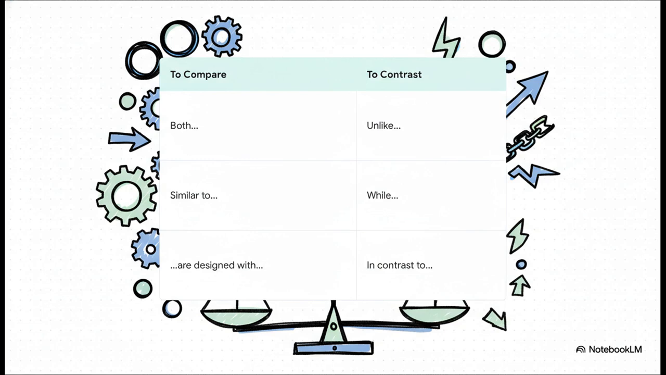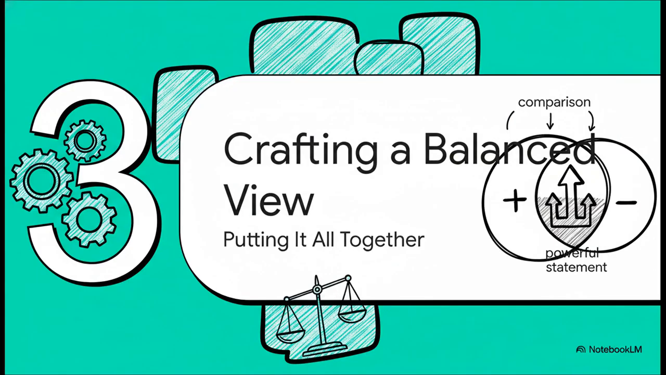Okay, let's just hit pause for a second and recap what we've got. On the left, we've got our phrases for finding similarities, using words like both or similar to. And on the right, our powerful words for highlighting differences, unlike and while. This is pretty much the core of your new communication toolkit. Simple, right? So we've looked at comparing and contrasting separately. Now it's time for the final piece of the puzzle, crafting a balanced view. This is where we bring it all together into a single, elegant, and really powerful statement.